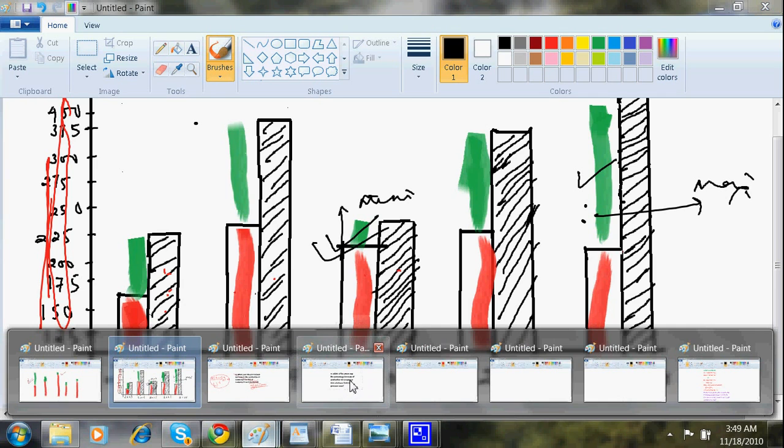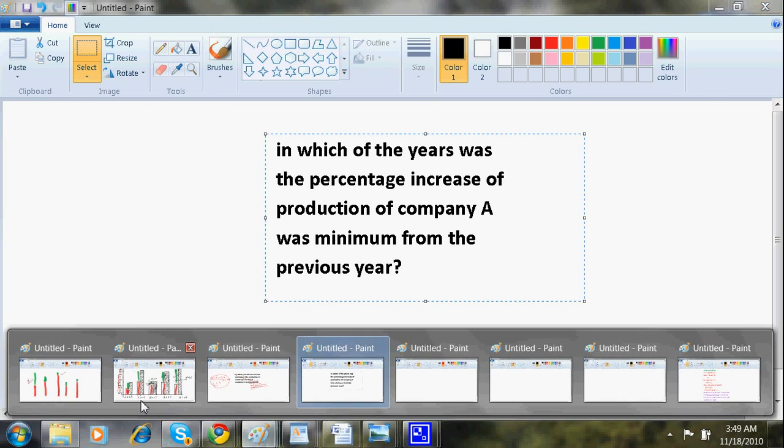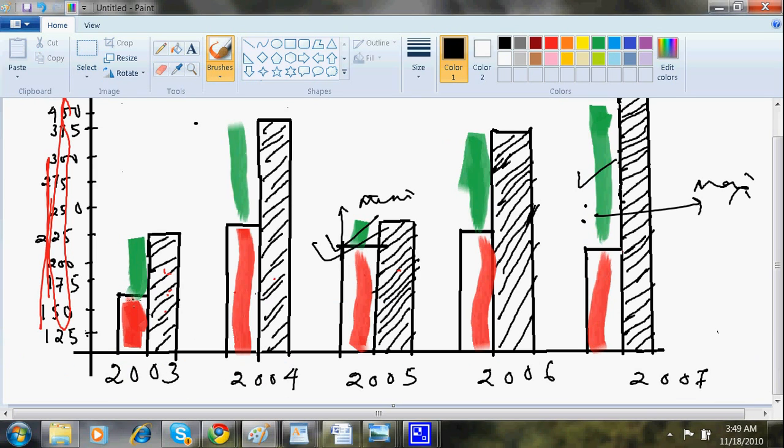A similar question is asked in this format. In which of the years was the percentage increase of production of company A minimum from the previous year? So what he's doing is he's comparing company A with company A itself. Nothing new. He's asking, this is company A and this is company A. So basically this is the new tree.